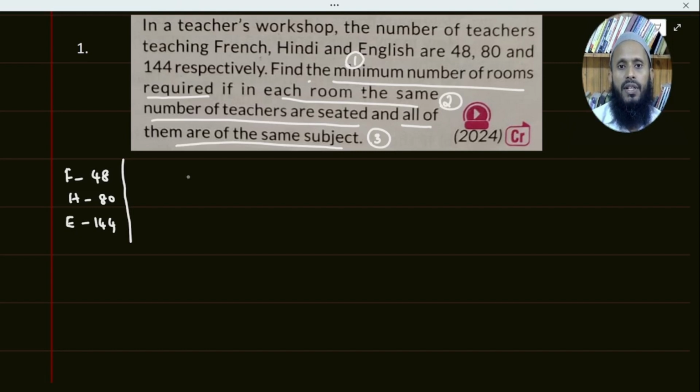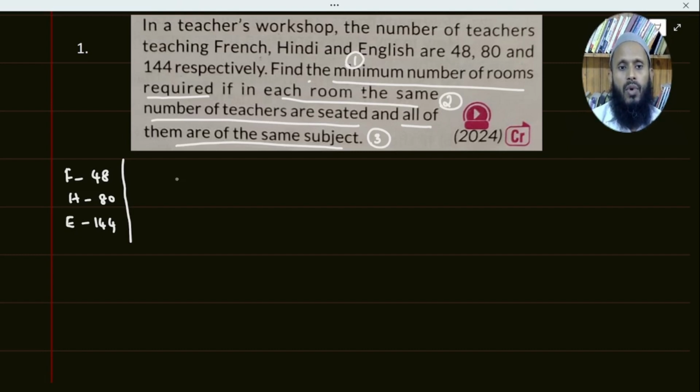Now, first condition, find the minimum number of rooms required. Then what I will do is put all those teachers in a single room. Then that is the minimum number of rooms required for accommodating all those teachers. Now, when I look into the second condition, it says in each room the same number of teachers are to be seated. Yes, that is also not an issue when I am filling all the teachers in a single room. I haven't violated that second condition. But moving to the third condition, it says all the teachers should be of the same subject. Now there is a problem.